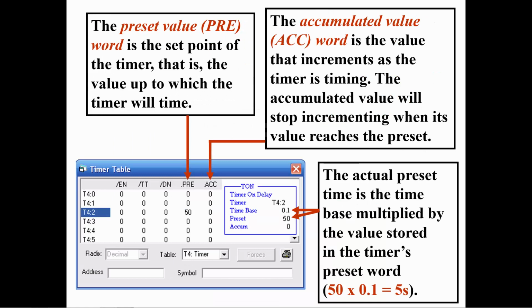The accumulated value, the third word of the timer instruction, is reset to 0 when the instruction is false, and when the instruction is true, increments until it equals the preset value. The preset value, the second word of the timer instruction, along with the time base, determines the length of the time delay. In this example, the preset is 50 and the time base is 1/10. Therefore, the time delay will be 5 seconds.